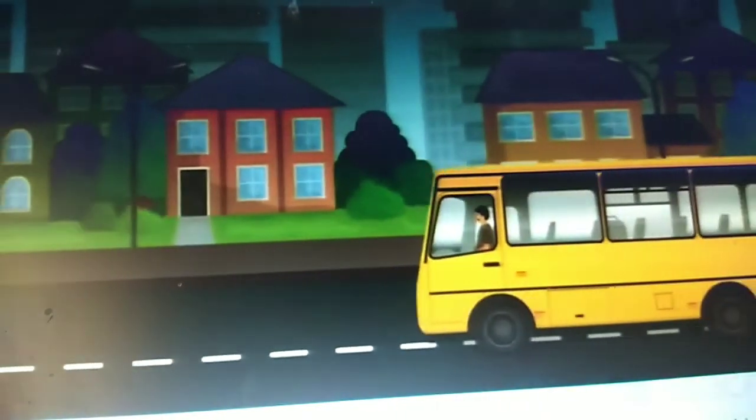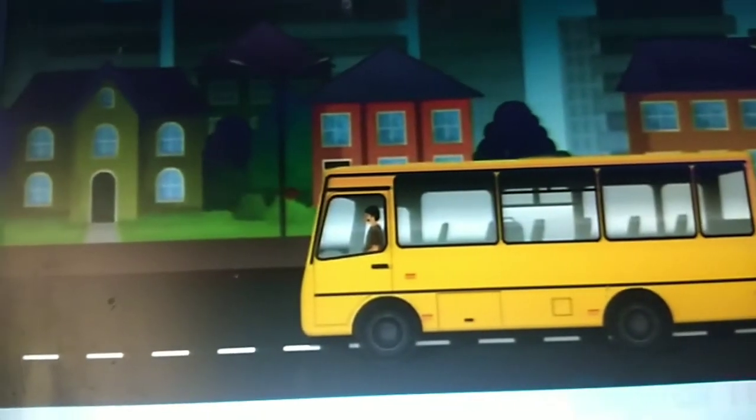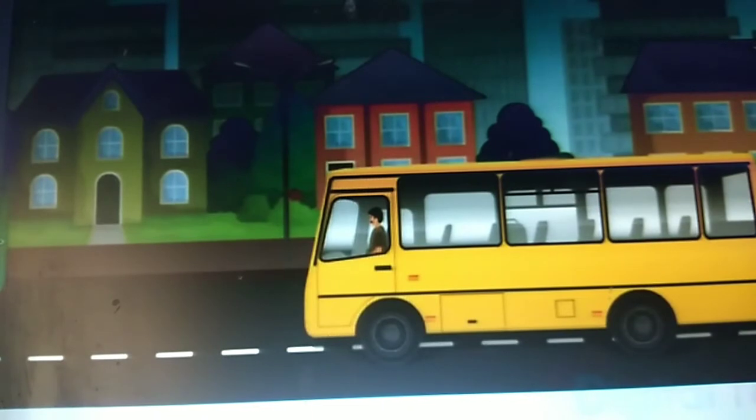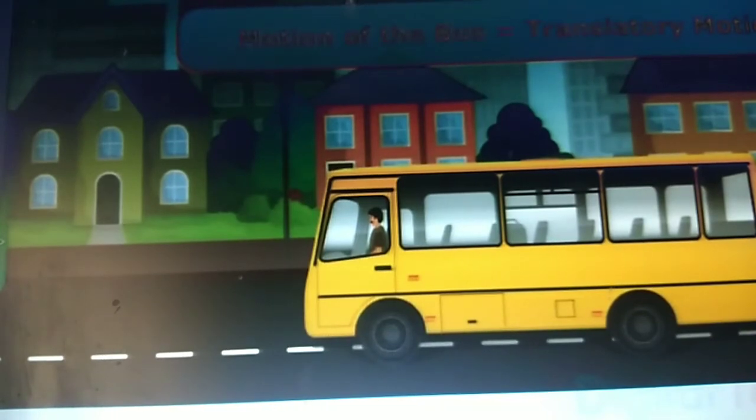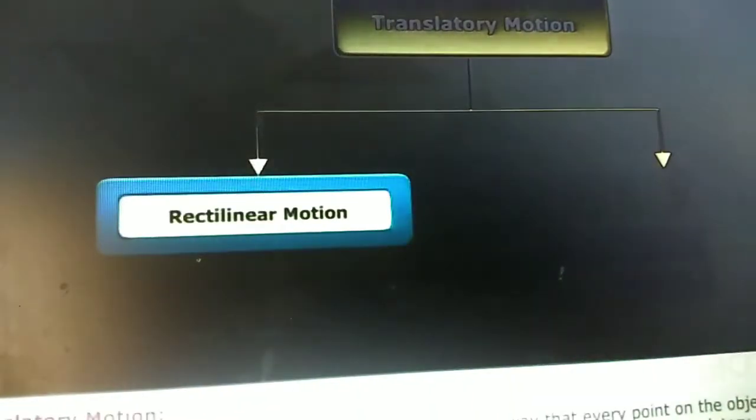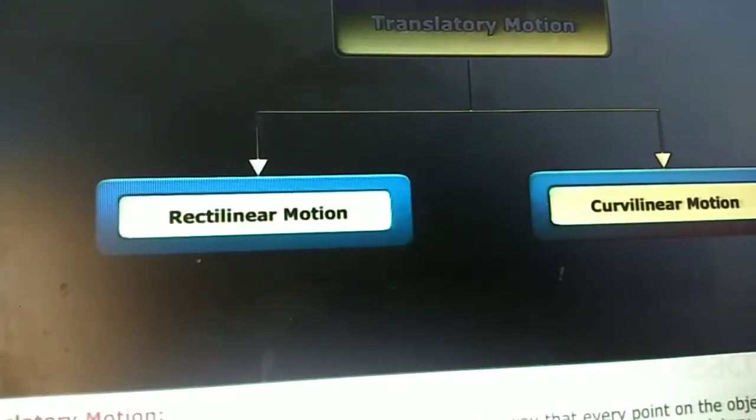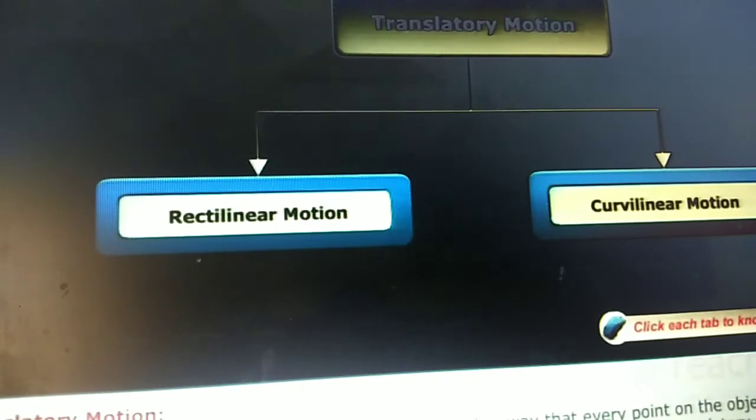If an object like a bus moves in a straight line in such a way that every point on the object moves through the same distance in the same interval of time, then the motion of the object is called translatory motion. There are two kinds of translatory motion. They are rectilinear motion and curvilinear motion. Click each tab to know more.